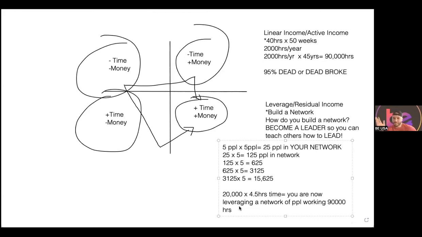Nothing crazy. But now instead of you giving 90 hours of your life for the next 45 years, I just taught you how to leverage 20,000 people giving you 4.5 hours of their time. And now you have 90,000 hours working for you. Can I get a hallelujah? Can I get an amen? Can I get a, oh my God, I'm crown ambassador? Can I get something here?